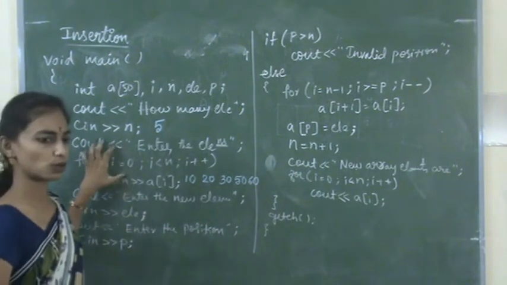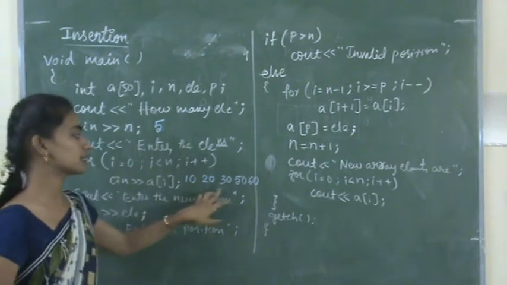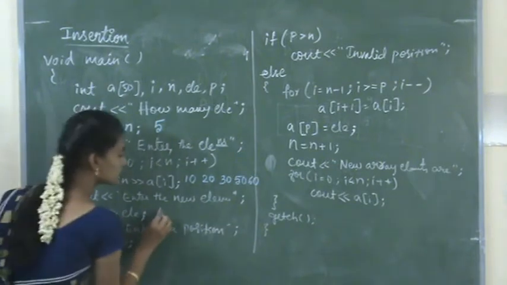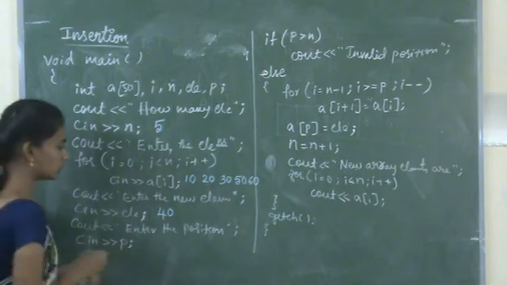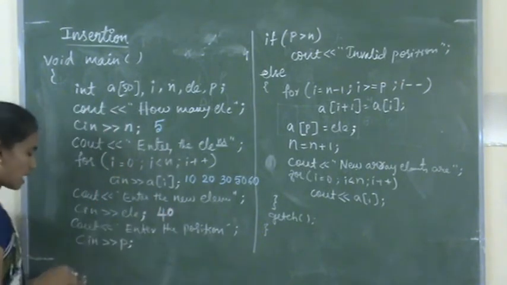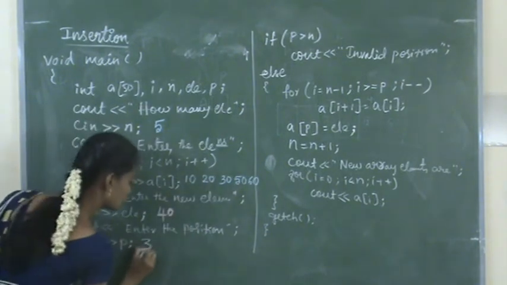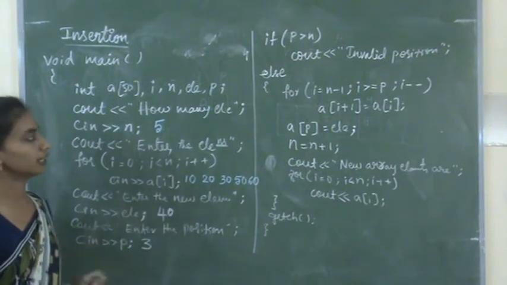So you know how this code exactly works, right? With the help of this I inserted these many elements. And the new element I have to insert is 40. I need to insert this new element 40 into the array at the position 3, counting 0, 1, 2, 3.